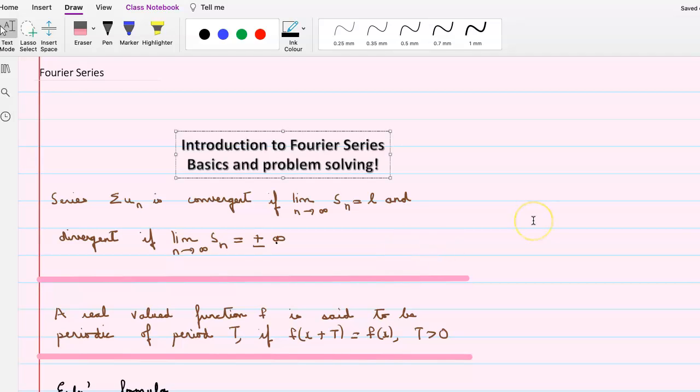So welcome to this session on Fourier series. Here we will be just learning the basics of Fourier series and some problem solving techniques.